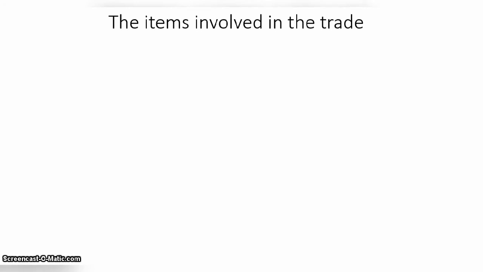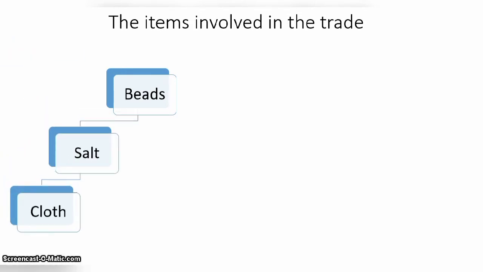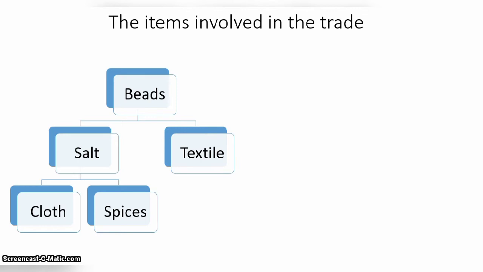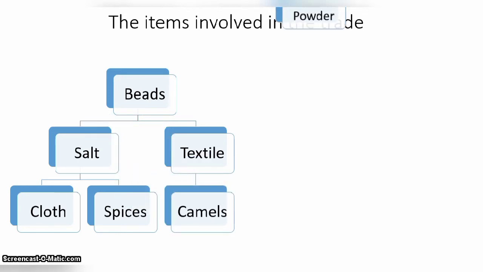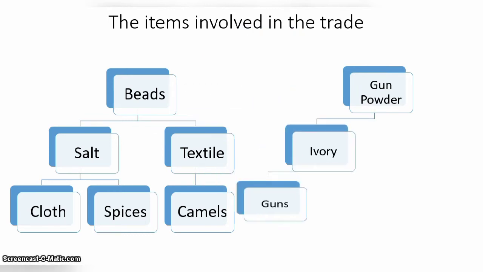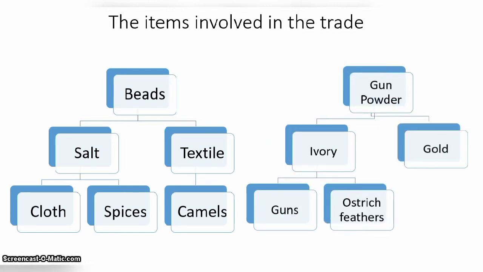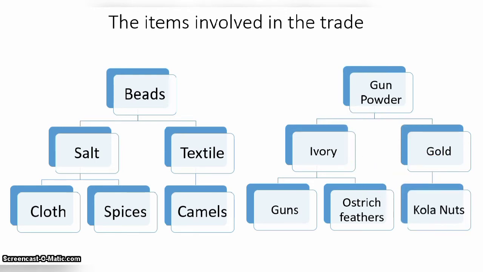Now let's look at the items involved in the trade. They were trading beads, salt, clothes, spices, textile, camels, gunpowder, ivory, guns, ostrich feathers, gold, and kola nuts. So these were the items which were moving across the various places. Great.